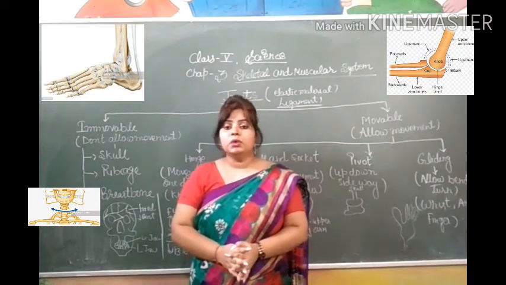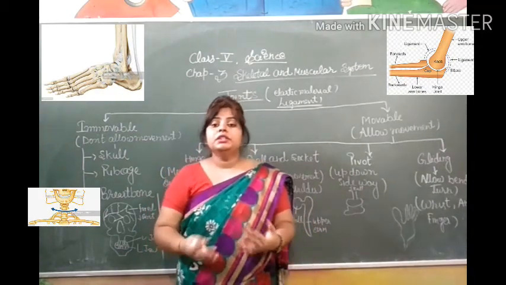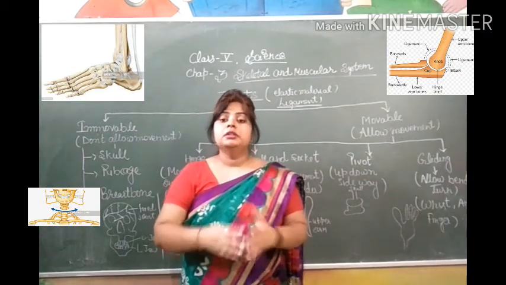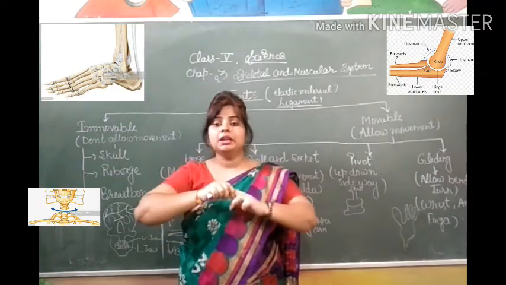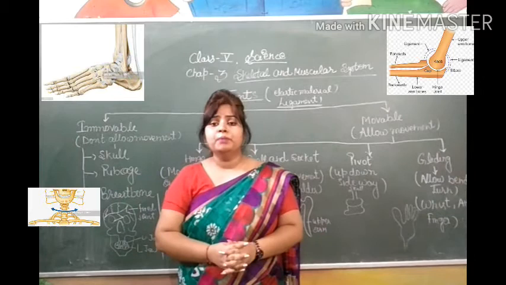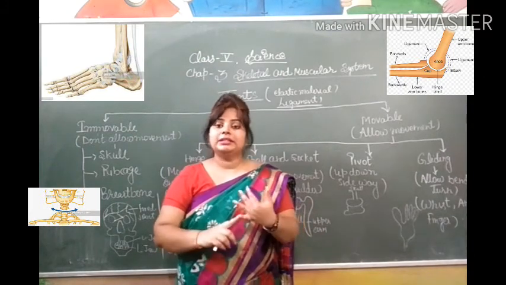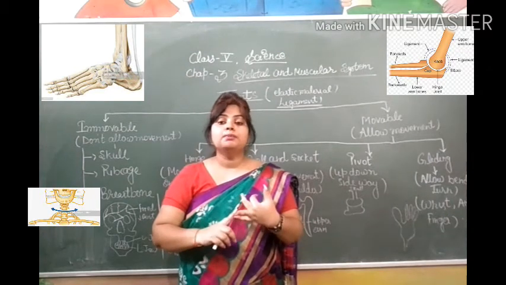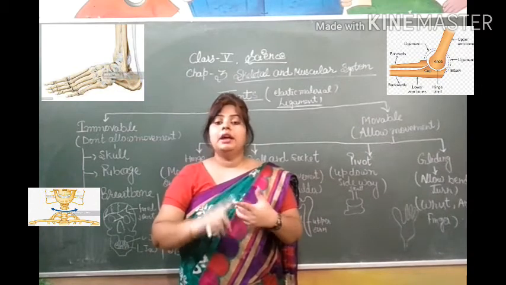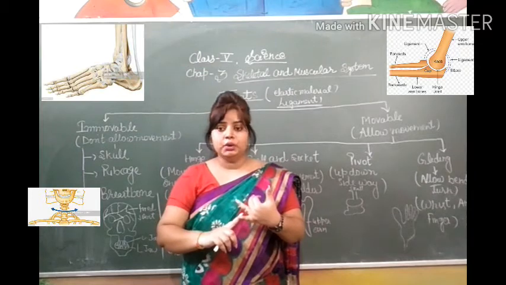Now, movable joints are those joints which allow movement. They also help to bend, twist and move. There are different types of movable joint. First is hinge joint, second is ball and socket joint, third is pivot joint and fourth is gliding joint. Now start with the hinge joint.